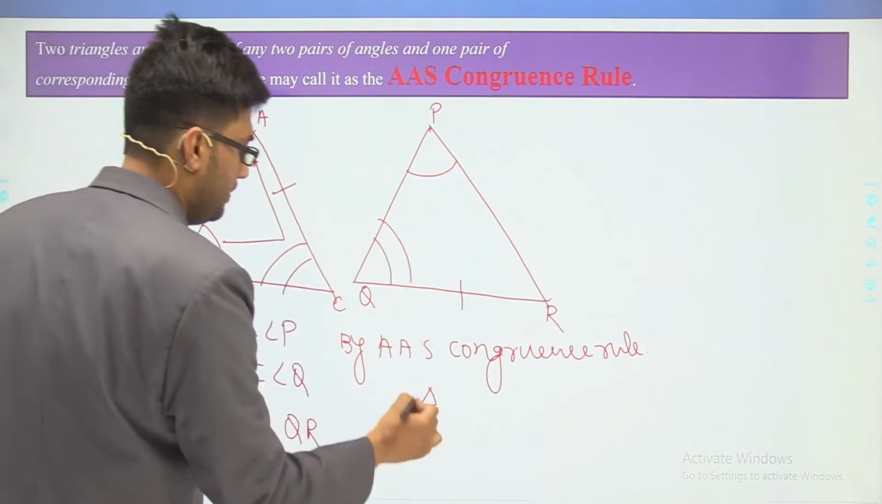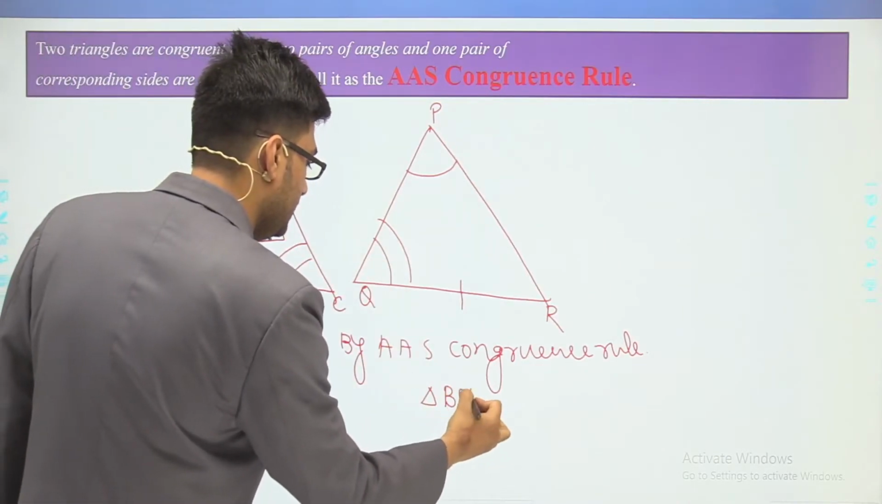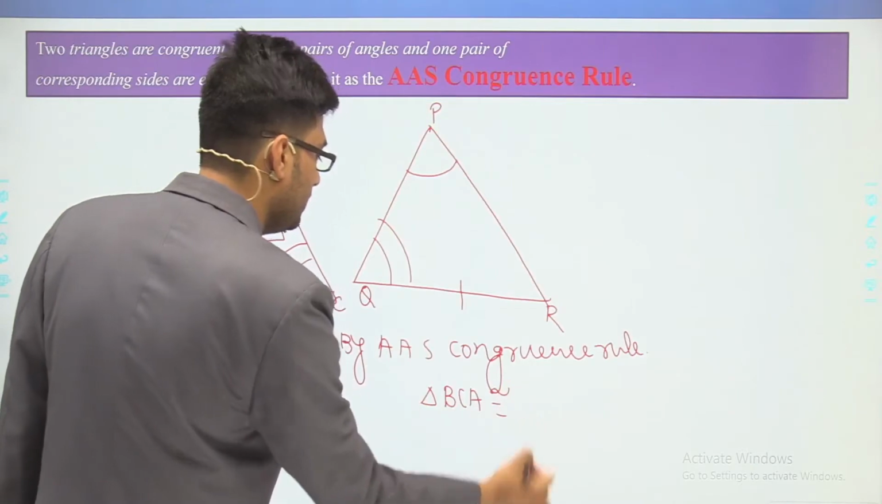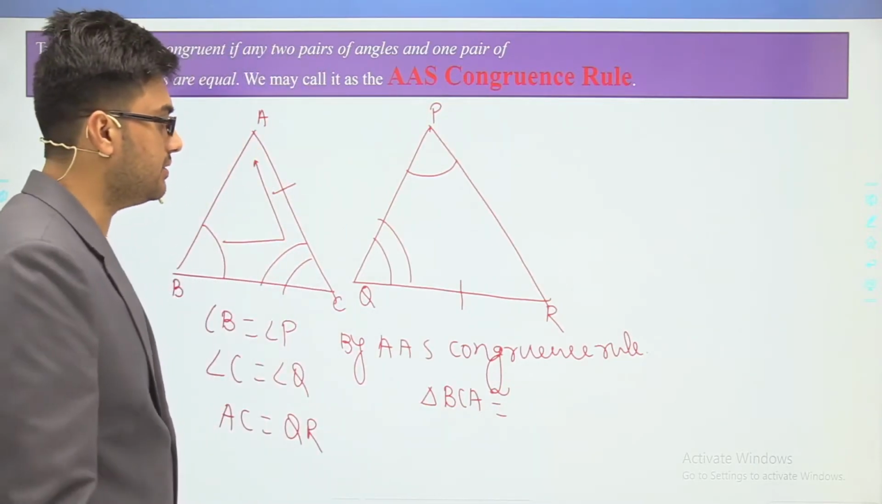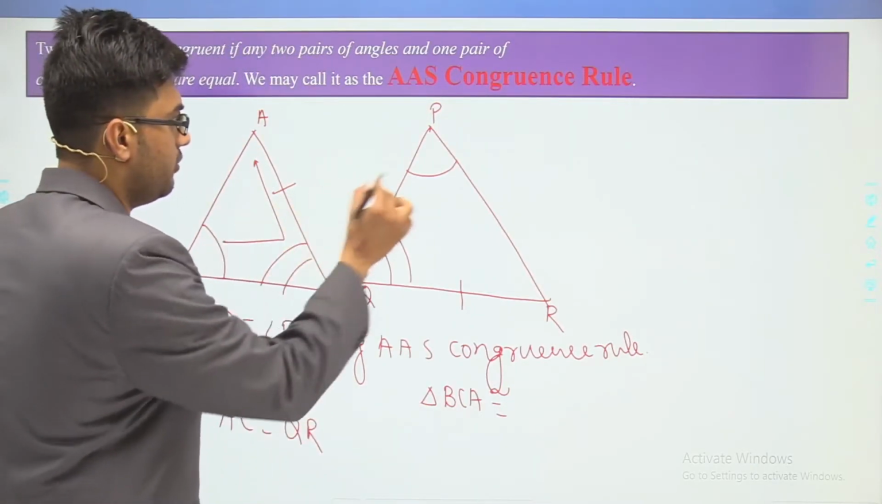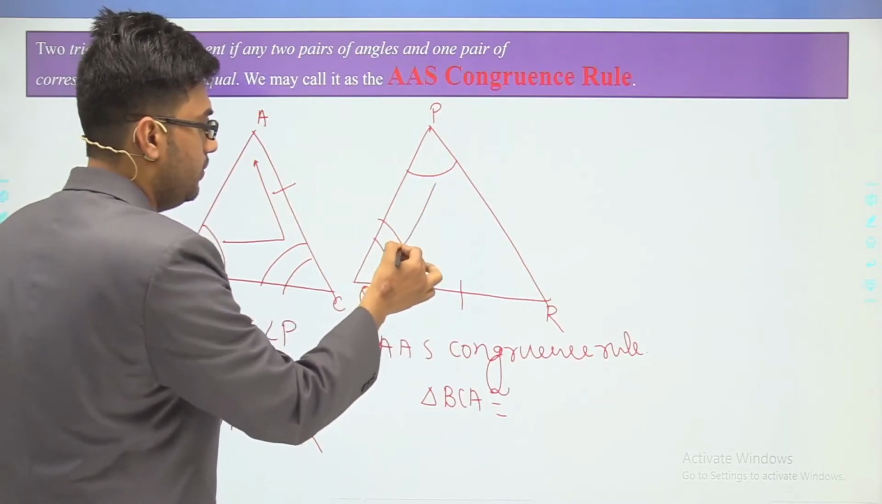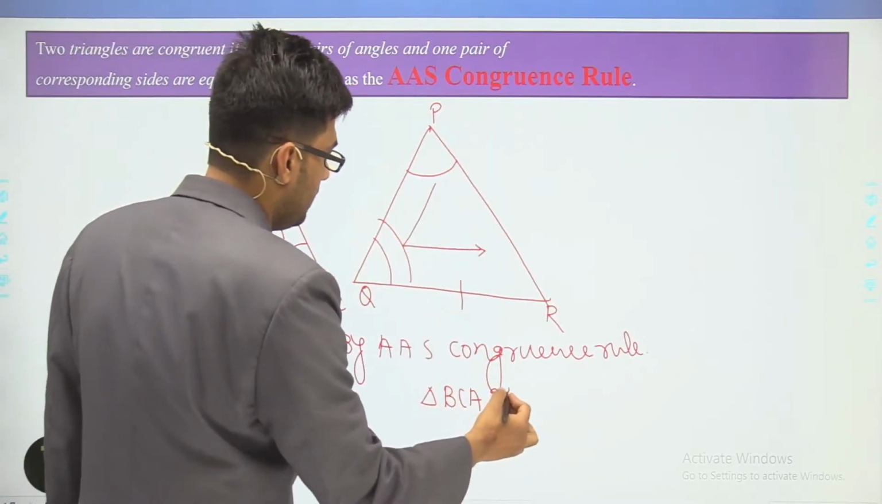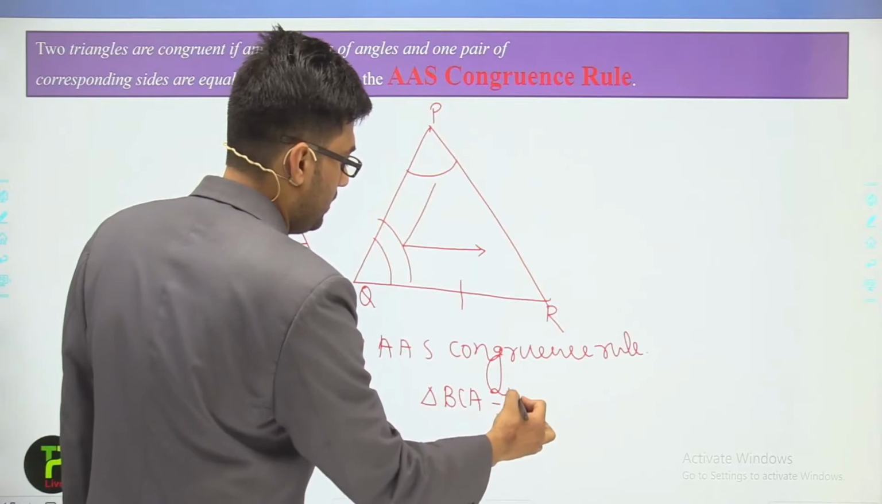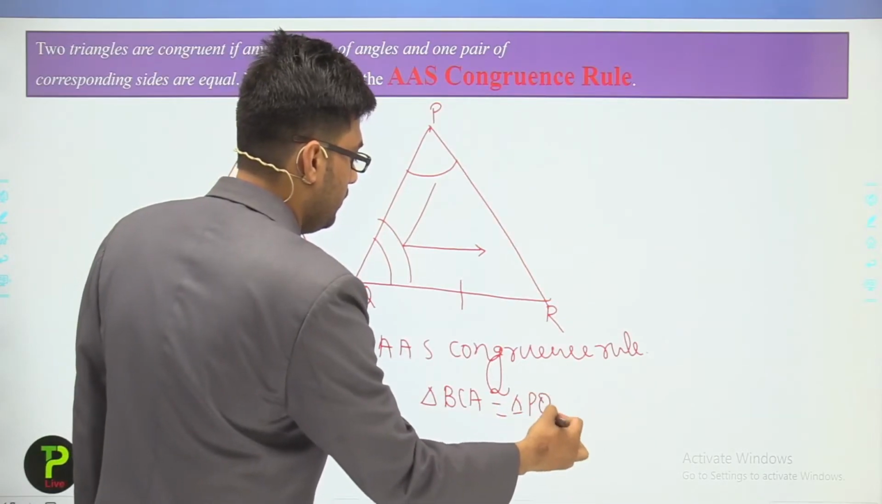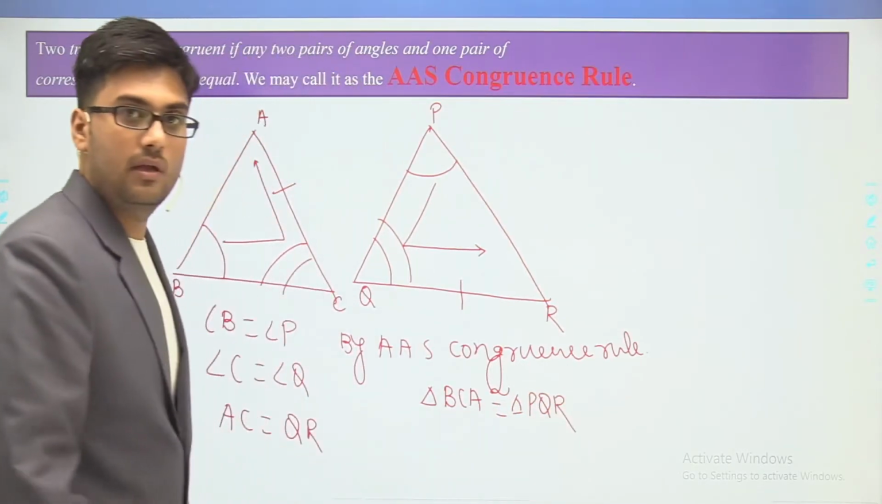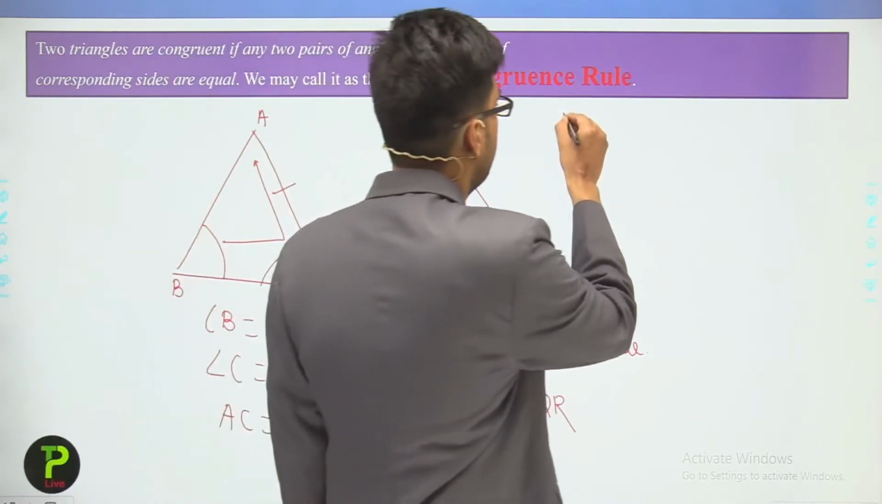Triangle BCA. We have to write the corresponding vertices very clearly. B corresponds to P, then PQR, in this manner, triangle PQR. Clear?